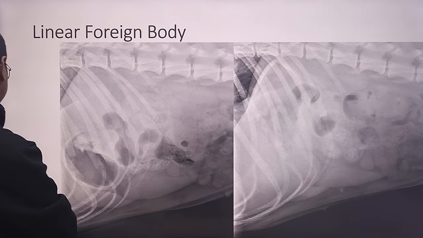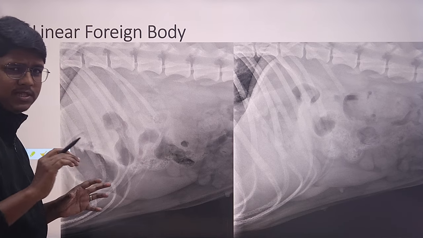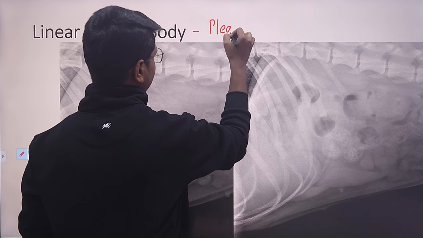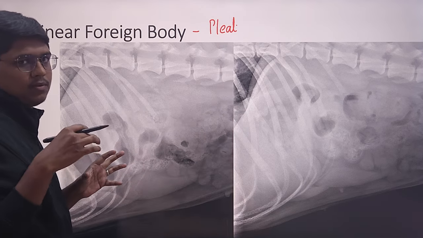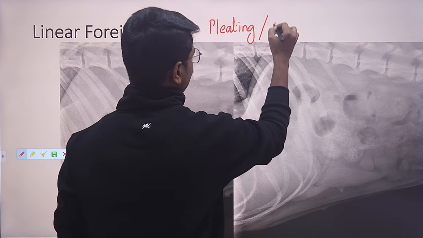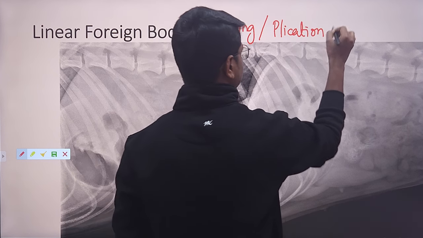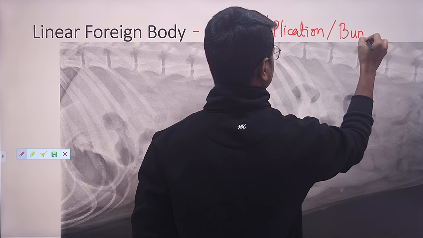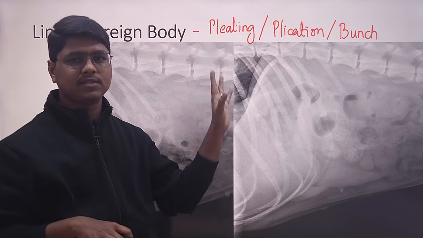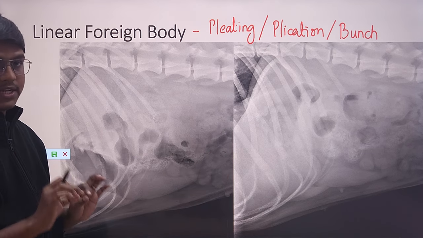Next, we will go for the linear foreign body. So, in case of linear foreign body, the classical signs are pleating, like in your pant you have pleats. Okay, so this is known as pleating, or you may find plication. Plications you can also tell as bunching, bunch or clump, like that. Okay, pleating and plication are very characteristic signs for the linear foreign body.